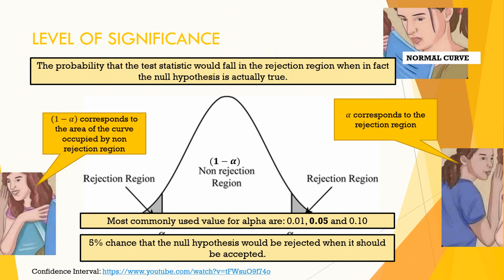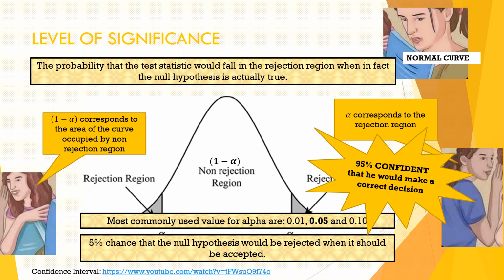For example, we used a 0.05 level of significance. That implies there is a 5% chance that the null hypothesis would be rejected when it should be accepted. So we have a 5% chance of making an error. That is what level of significance means. Now, if that means a 5%, or 0.05, chance of error, it means we are 95% confident that we would make a correct decision.